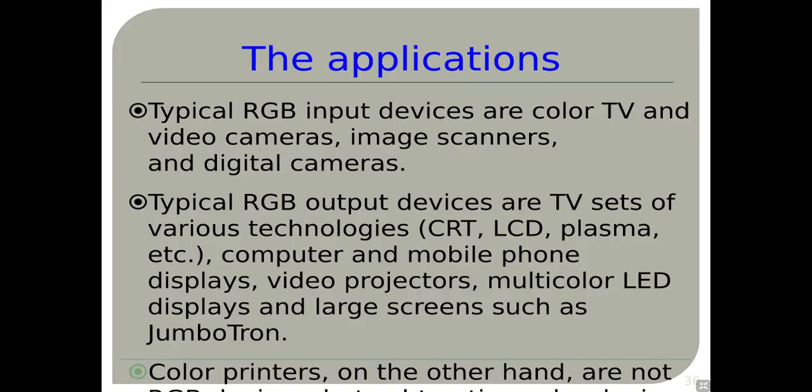Okay, the application. Typical RGB input devices: color TV, video cameras, image scanners and digital cameras. And these are input devices. Output devices: TV sets of various technologies. TVs also have many types: CRT, LCD, plasma, computer and mobile phone displays. So mobile phone displays are output. Video projectors, multicolor LED displays and large screens such as Jumbotron. Color printers are not RGB based. Color printers use their own color model.